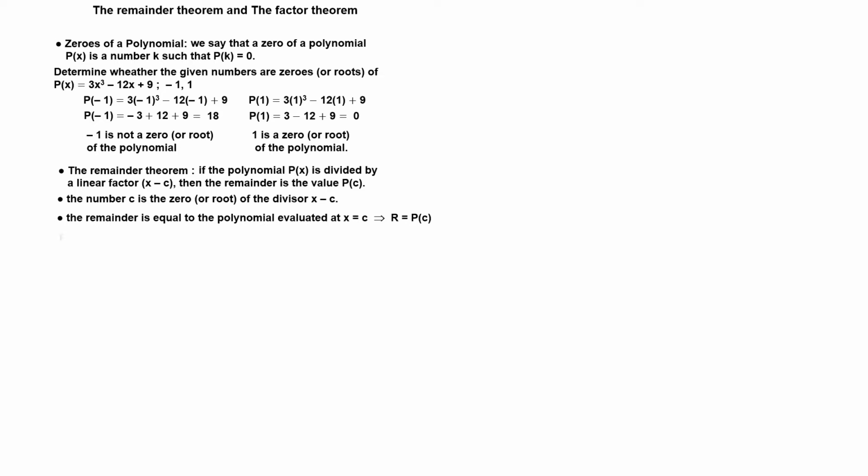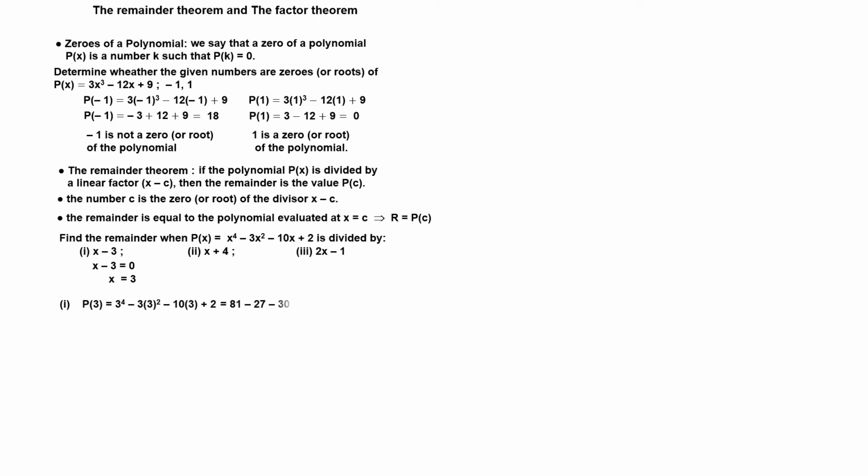Let's see how it works. First, find the zero, also called the root of the divisor. To find the zero or the root of the divisor, make the divisor equal to 0 and solve the equation for x. The zero or root is 3. Replace x with 3 and perform the calculations. The remainder is 26.